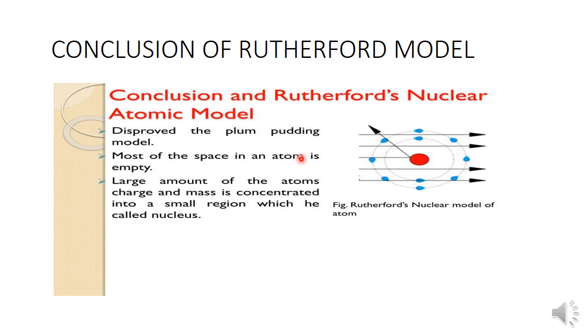Most space in the atom is empty. This proved the model. Then a large amount of the atom's charge and mass is concentrated in a small region called the nucleus.